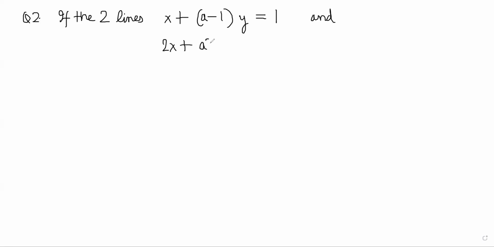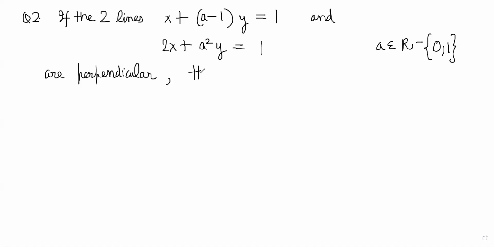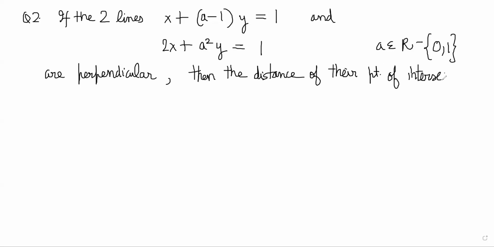The next question is from JEE Mains 2019 again. If the two lines x plus (a minus 1) y equals 1 and 2x plus a square y equals 1, where a belongs to real numbers minus {0, 1}, are perpendicular, then the distance of their point of intersection from the origin is how much?